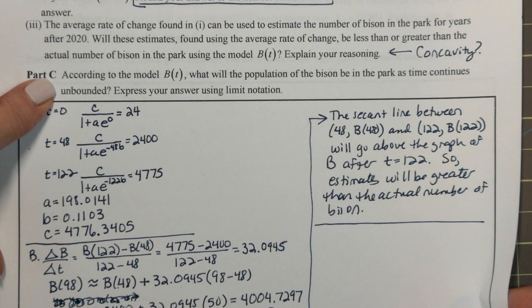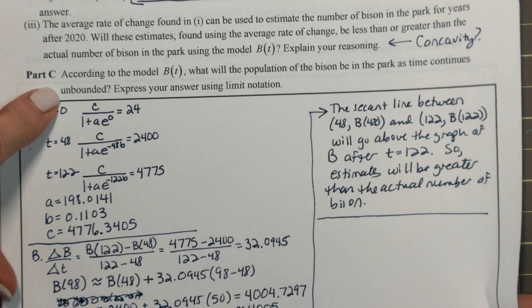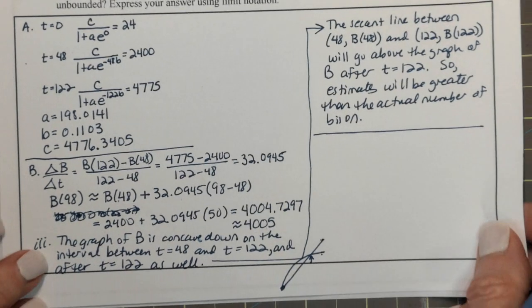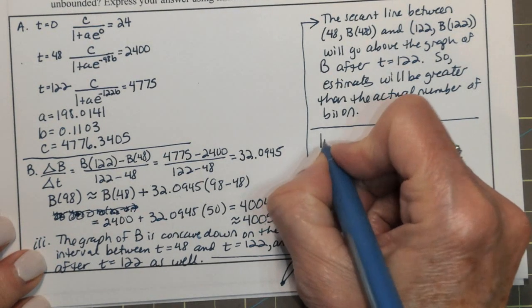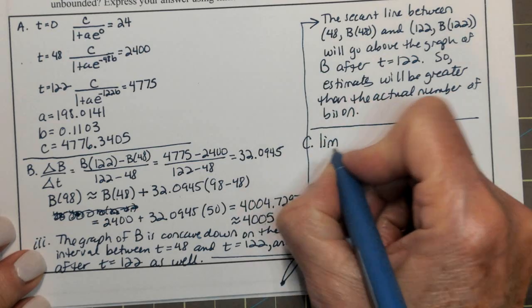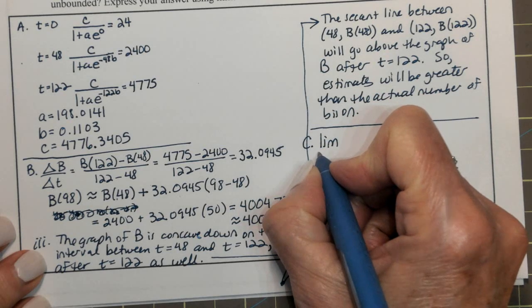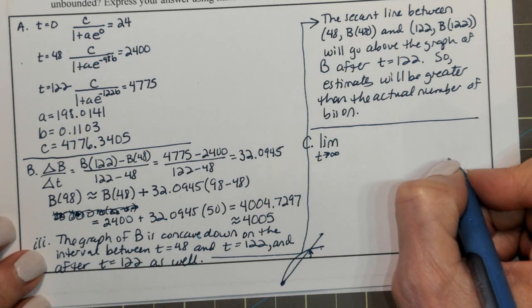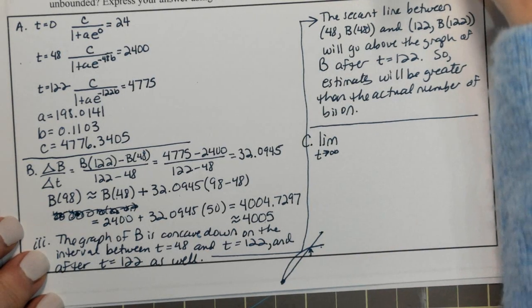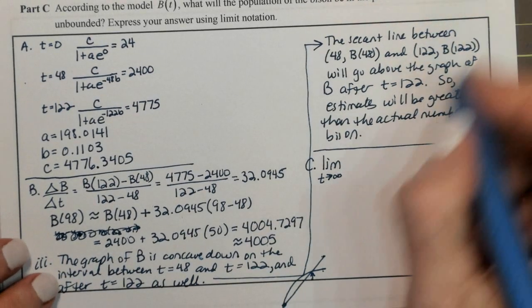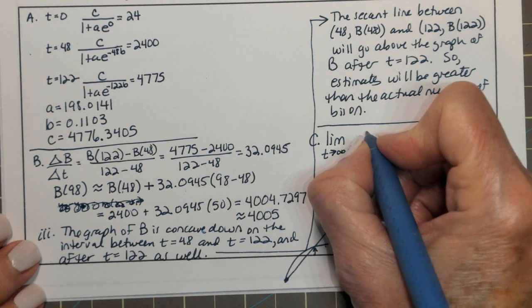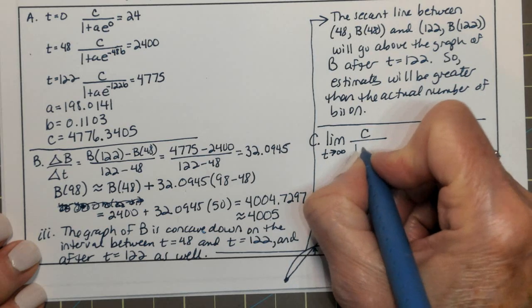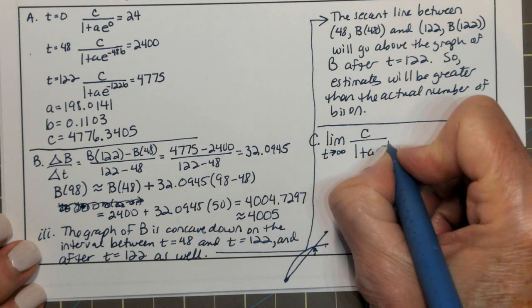Part C, according to the model B, what will the population of the bison be in the park as time continues unbounded? Express your answer using limit notation. So this is part C. Limit as time goes to infinity. Time is continuing unbounded of B. So let's think about that. We have C over 1 plus A e to the negative B t.